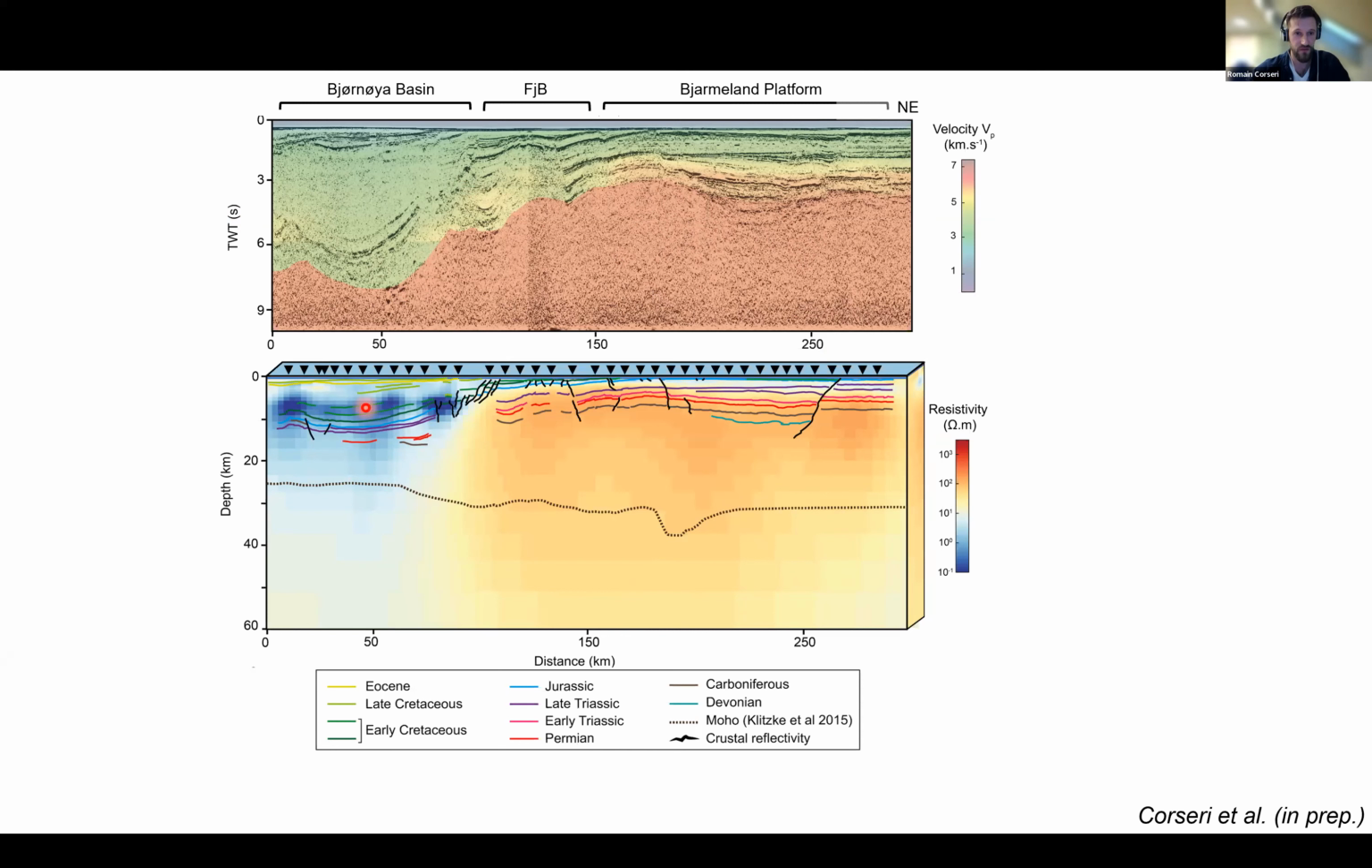What is interesting here is that this really high conductivity zone seems to be constrained to the deep sediments of the Björnøya basin. And you can see that the conductive zone beneath is related to the upper mantle.